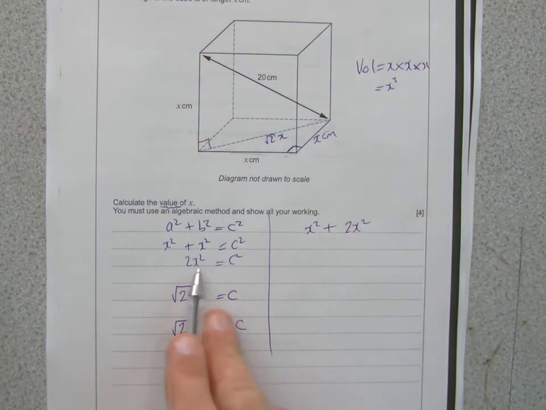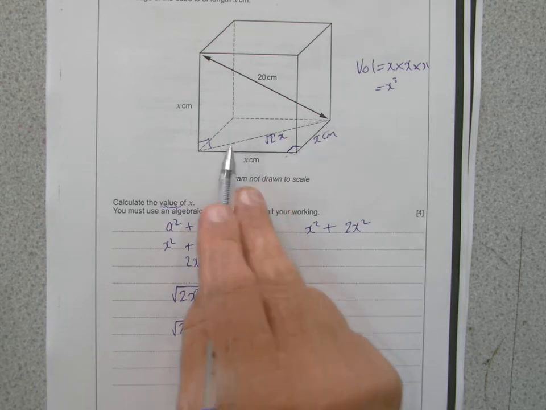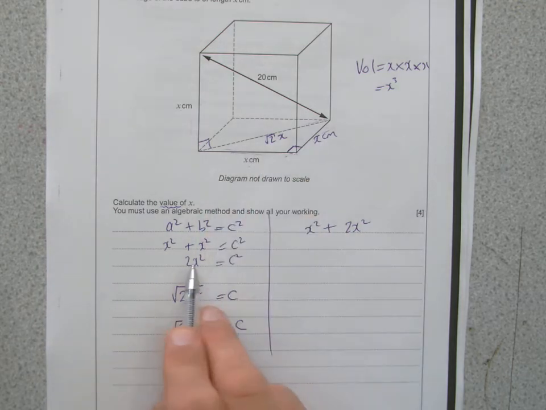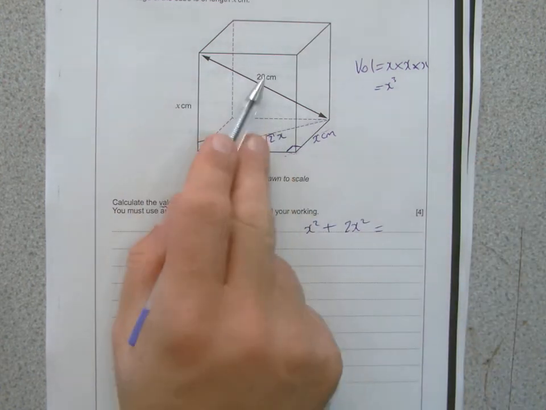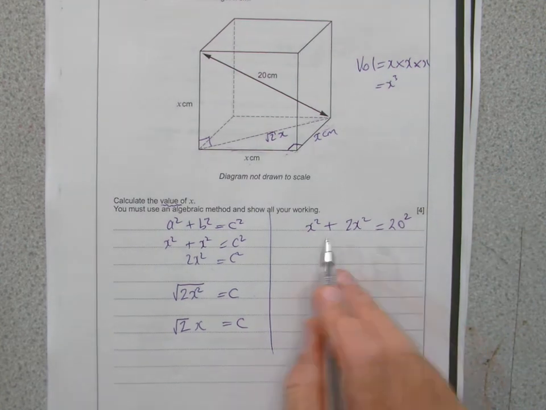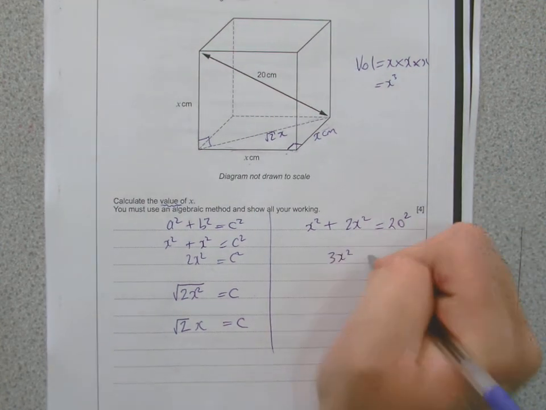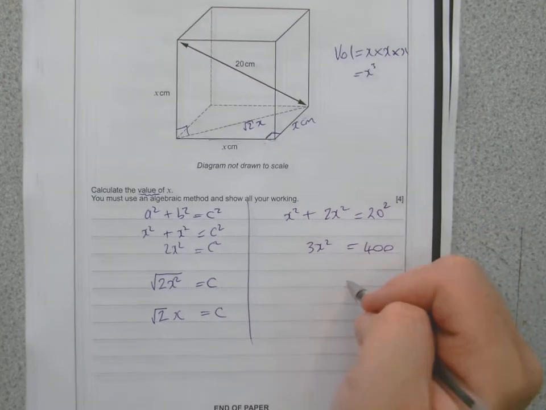Basically, you can go back to that version of it. Remember we called it c before? This side, you square it, it is 2x squared. And that will equal this squared, which is 20 squared. So this becomes 3x squared equals 20 squared. 20 squared on your calculator, if you don't know, is 400. And then you've just got to solve this, okay?